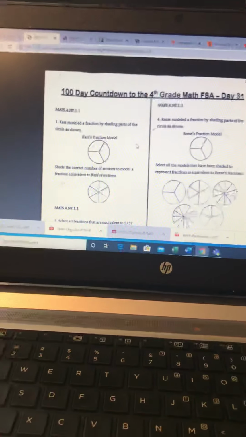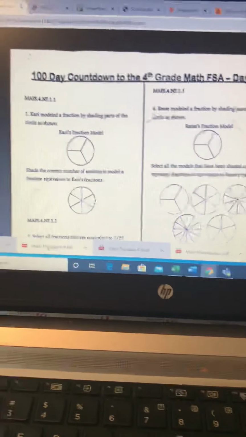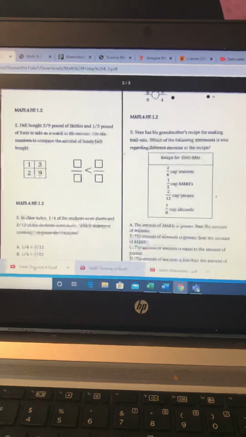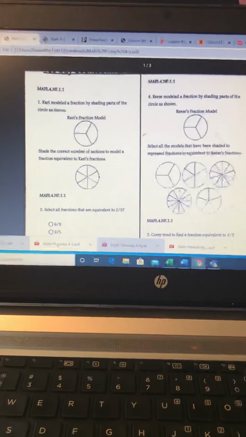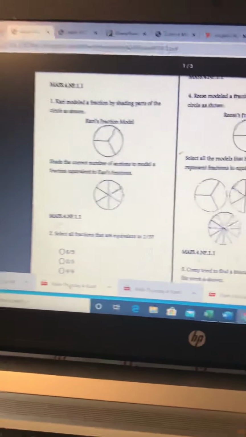If you open up the attachment for today, here are your two FSA countdown pages. This one and this one. And then you have your worksheet for the lesson for today, which is on prime and composite numbers. So I just want to go over a couple things with you on the FSA countdown pages, and then we'll get into the lesson. So this one is number 1.